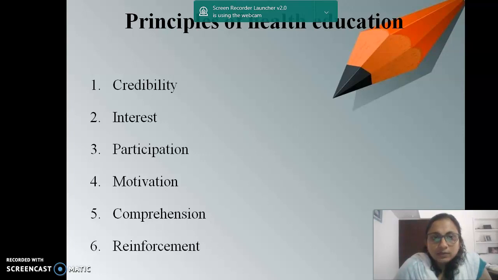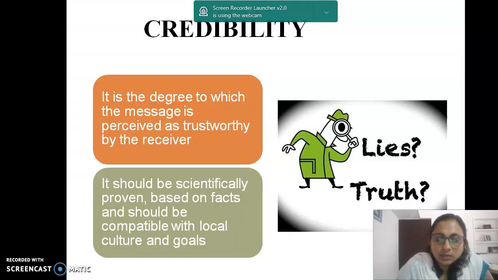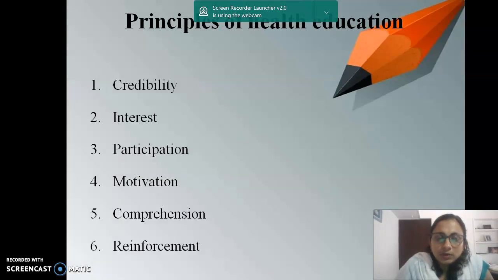Okay, last class we discussed the principles of health education. Around 12 principles: credibility, interest, participation, motivation, comprehension, reinforcement, learning by doing, known to unknown, setting an example, good human relation, feedback, leaders. Okay, so the explanation part we have already seen.